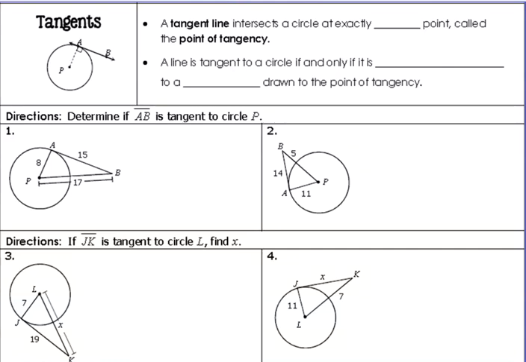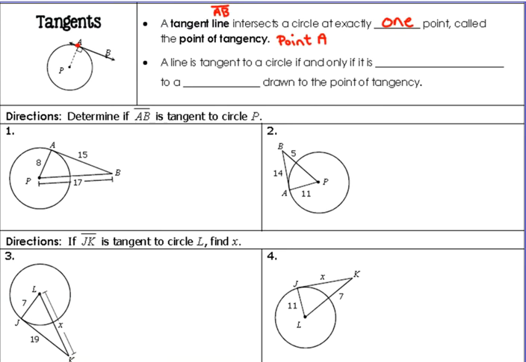Tangent line. A tangent line intersects a circle at exactly 1 point, called the point of tangency. So A is our point of tangency. The tangent line is the line AB. We already covered this when we did our definitions, but I just wanted to cover it again.